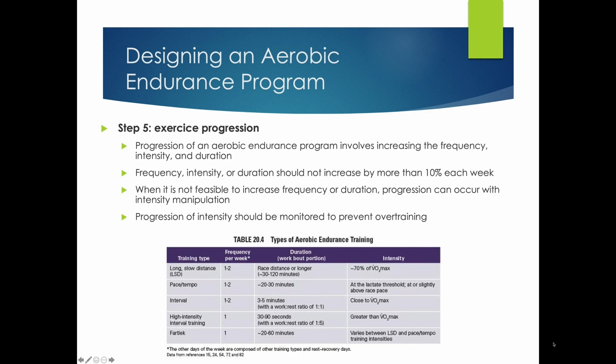So you can see, like, long, slow distance, only a couple times per week, 30 to 120 minutes of duration at about 70% of VO2 max. Contrast that with high intensity interval training, 30 to 90 seconds for work. And you want a work to rest ratio of 1 to 5 is what they recommend. But then with intensity greater than VO2 max. So you can see the relationship between duration and intensity. The longer you go, the lower the intensity, or vice versa.